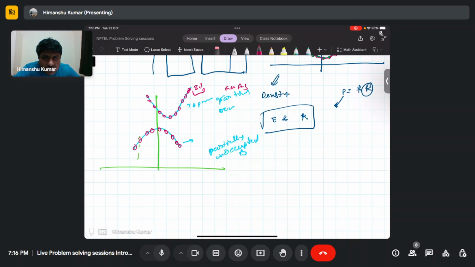Band follows Coulomb's law in what? How you are saying Coulomb's law. Uh-huh. For up and down, what? Can you repeat? So this gap you are talking about.